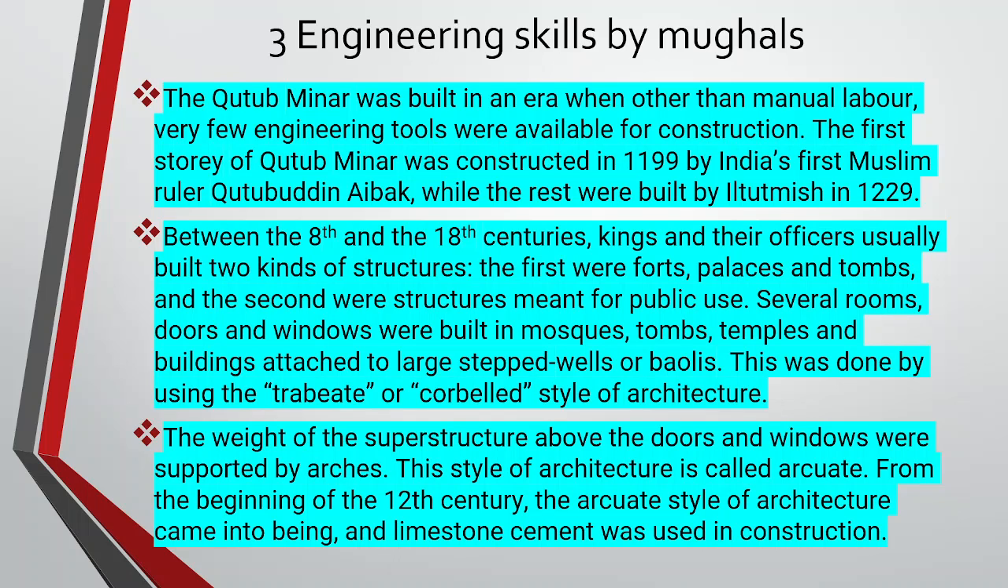Third, the width of the superstructure above the doors and the windows was supported by arches. This style of architecture is called arcuate. From the beginning of the 12th century, the arcuate style in architecture came into use and limestone cement was used in construction.